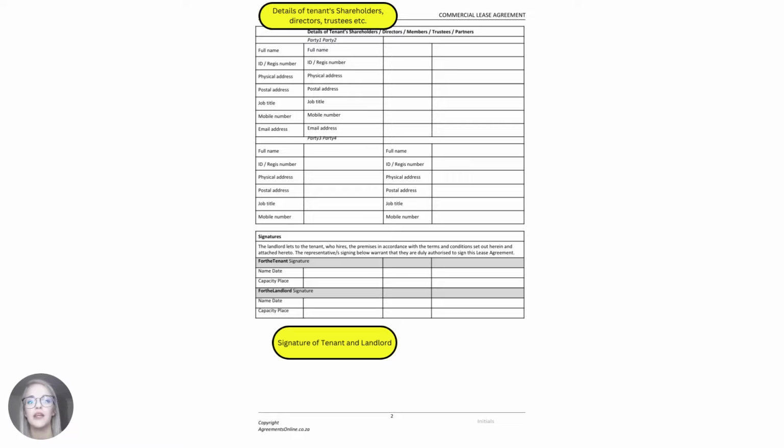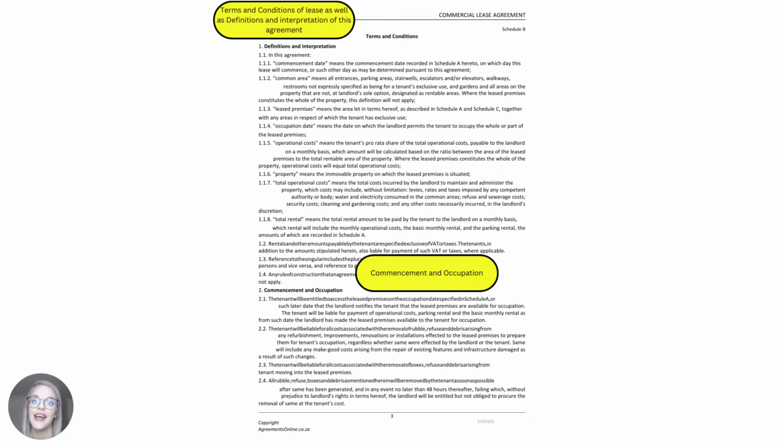We then have a space where we can fill out the tenant's shareholders, directors, or trustees information, also members of a board, anything like that, and that is then signed by the tenants and the landlord. The agreement starts off then by looking at the terms and conditions of the lease, as well as looking at definitions and interpretations of the words used within this lease.